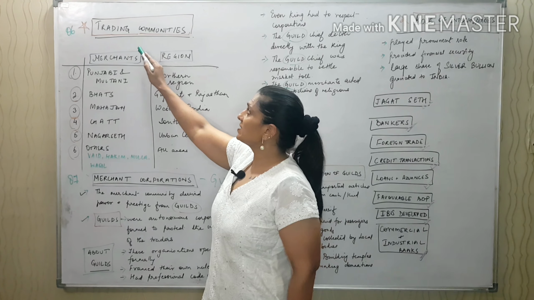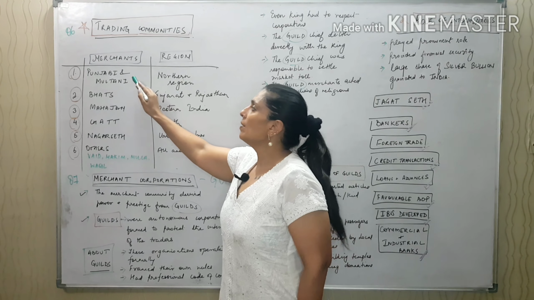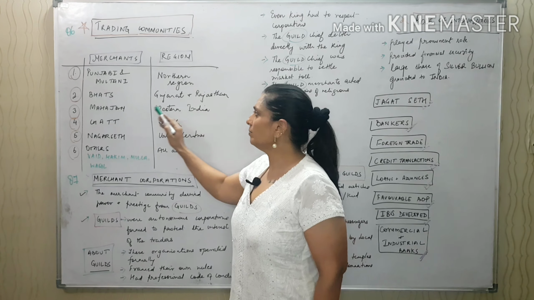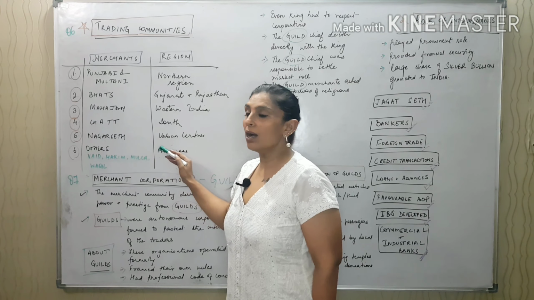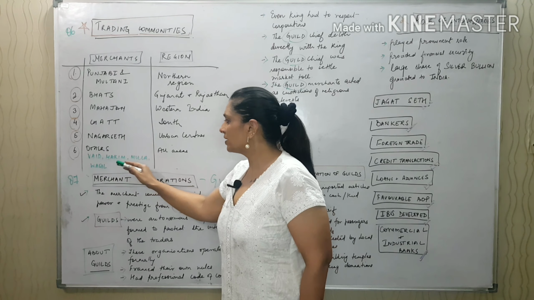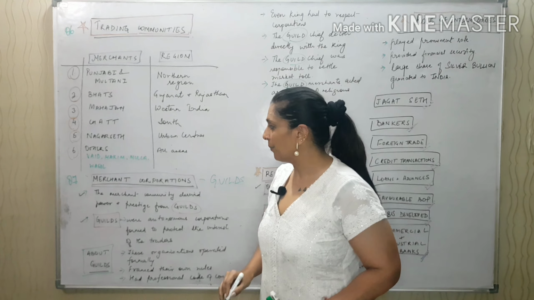Okay, question number 6, trading communities. Merchants and the region they belong to. Punjabi and Multani were in the northern region. Bhatts were in Gujarat and Rajasthan. Mahajan in western India. Chhat in south. Nagar Seth in urban centers like Ahmedabad. Then Vaid, Hakim, Mullah, Vakil, they were in all the areas, complete India.